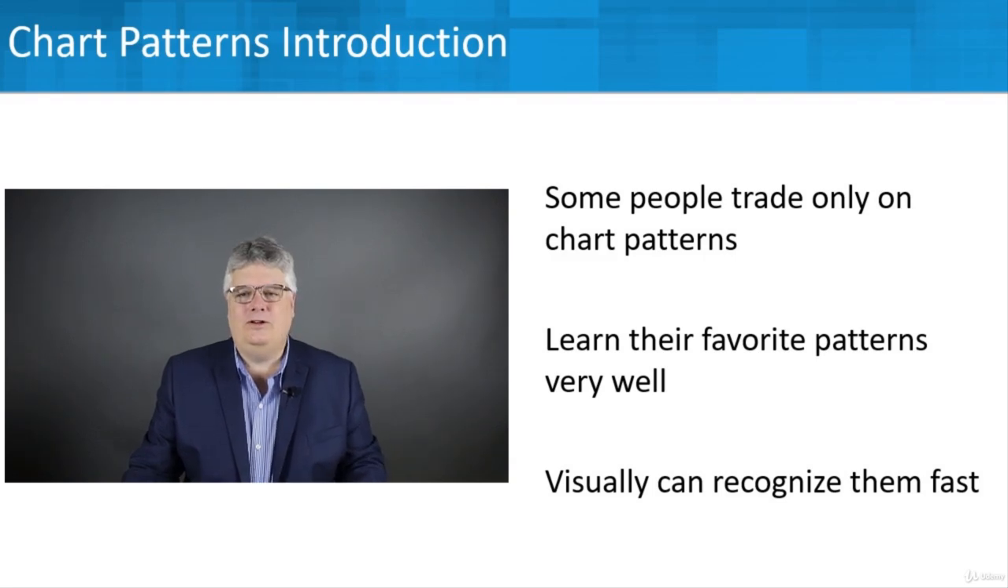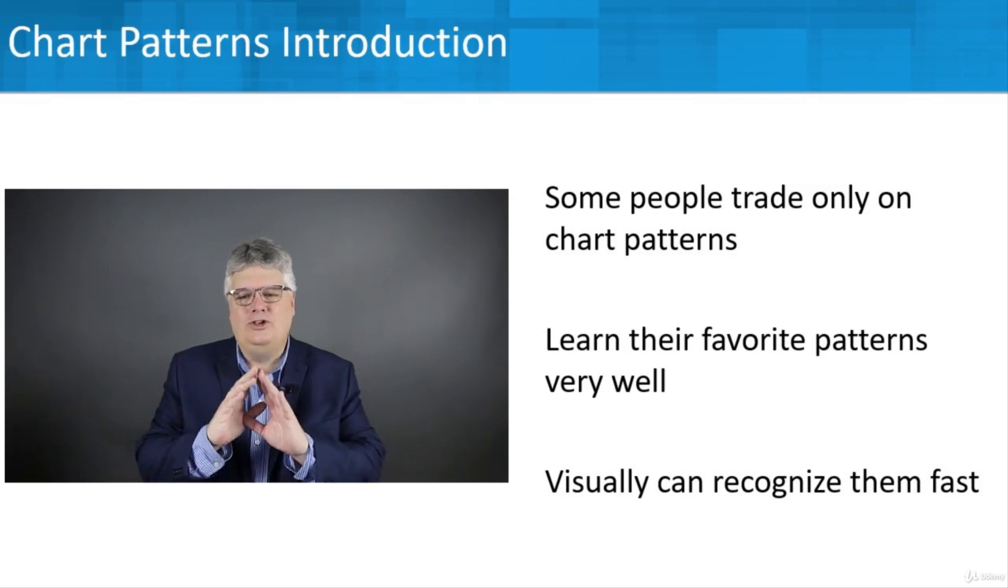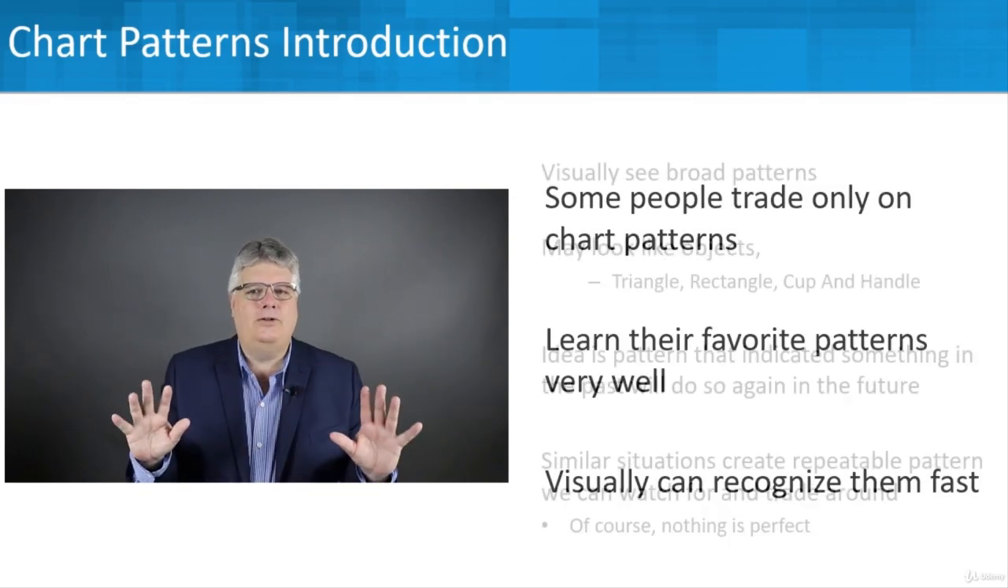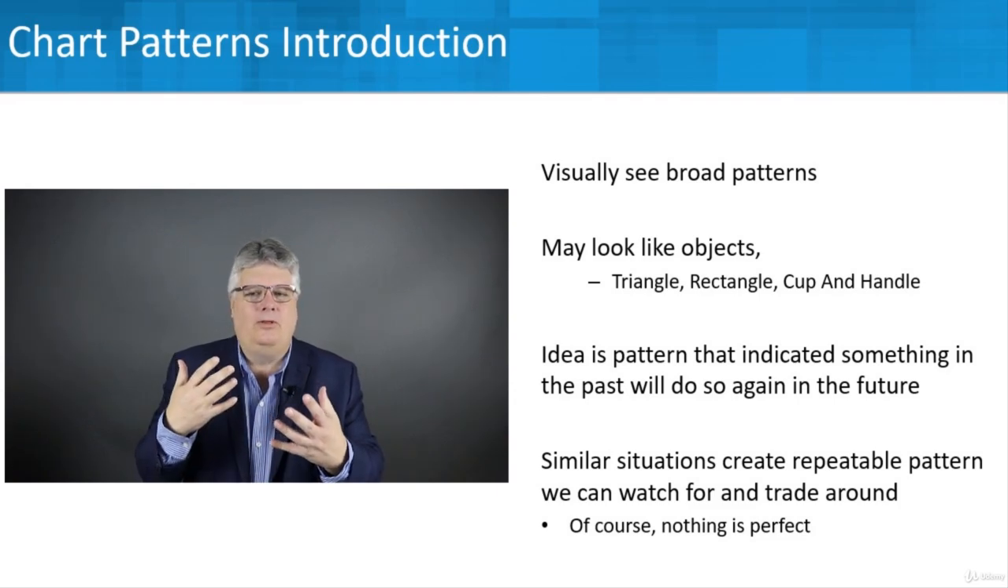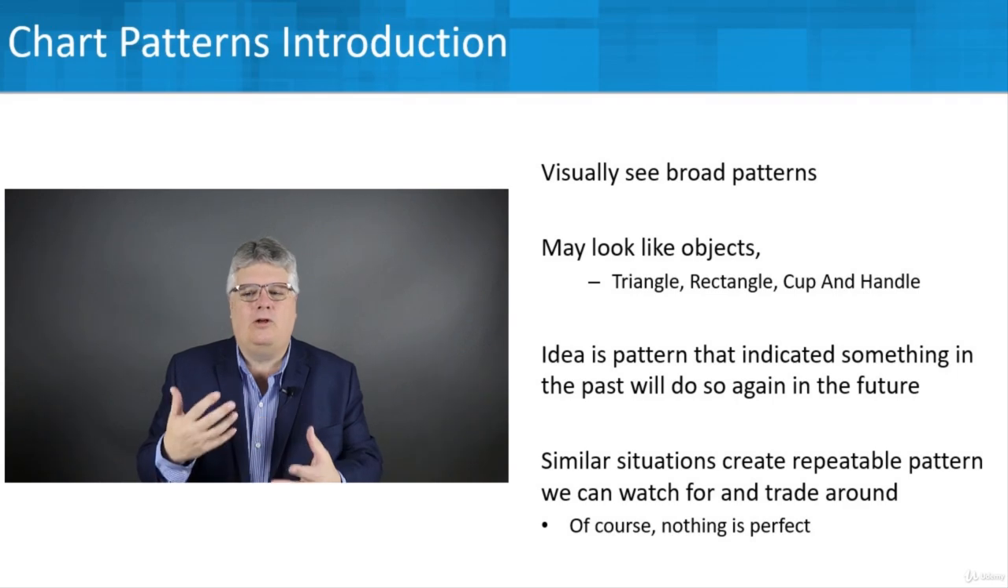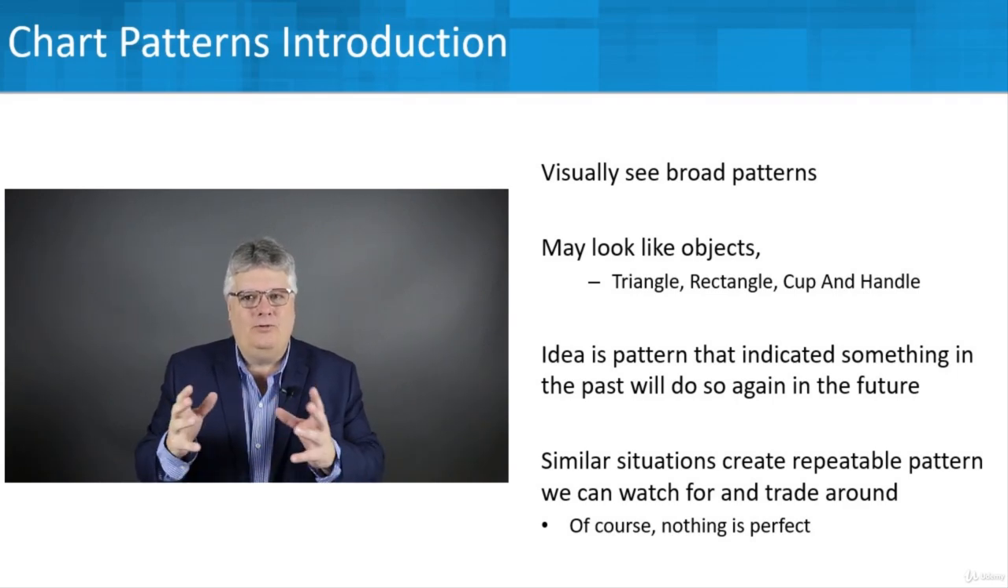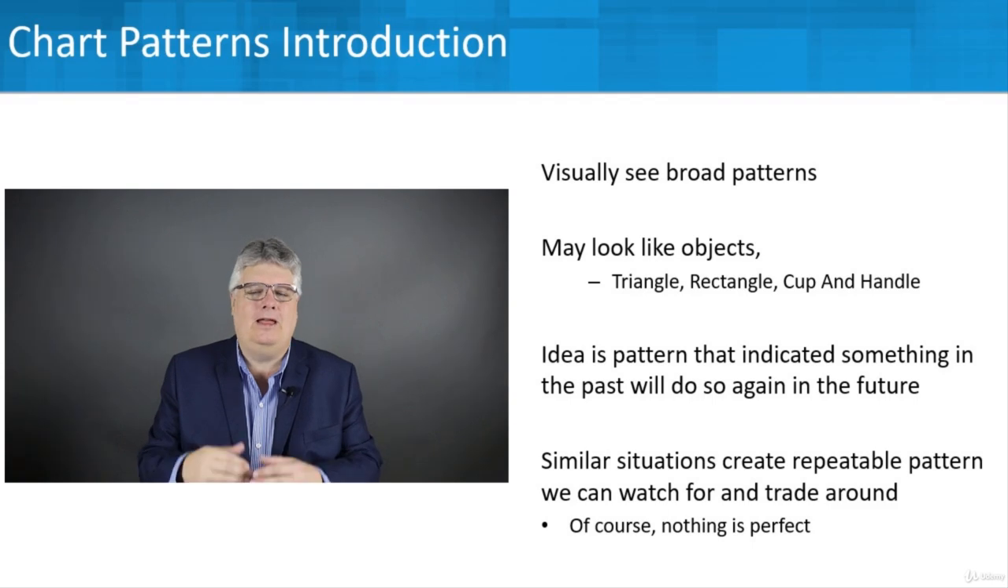And my goal in this series of lessons is to help you be able to see those patterns easily. You're going to visually see these broad patterns, and they may look like objects, actually, and a lot of their names come from that. You'll see in the upcoming lessons. They might look like a triangle or a rectangle or other shapes, or things like a cup with a handle on it. And when these things form, that means something might be happening.